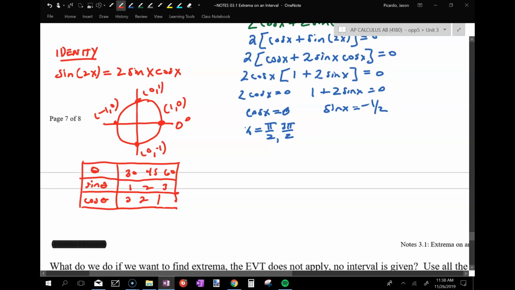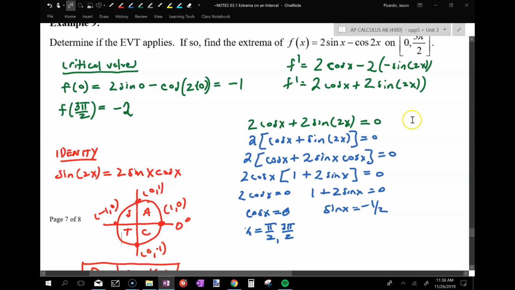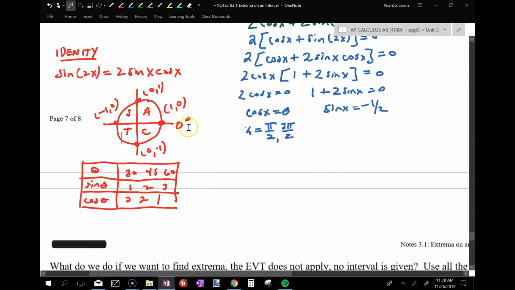Right? The 1, 2, 3, 3, 2, 1, right? So I want to know where sine... oh, the other thing is this. Okay, so I need that thing. From 0 to 3 pi over 2, so I'm only allowed to look where? This quadrant and this quadrant, right? Which one of those quadrants is my sine going to be negative? Well, not here and not here, so I've got to be in this quadrant, right?